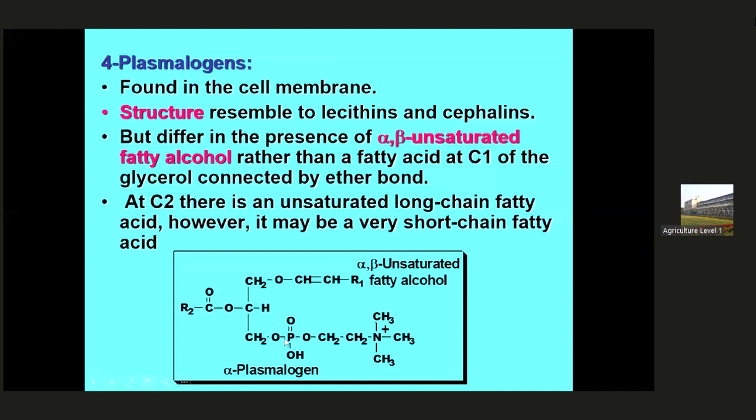This is choline, this phosphate, and this is other unsaturated fatty acid. So this is called plasmalogen. As it is in the right position, so this is alpha, and if it is in the left position, it will be beta.